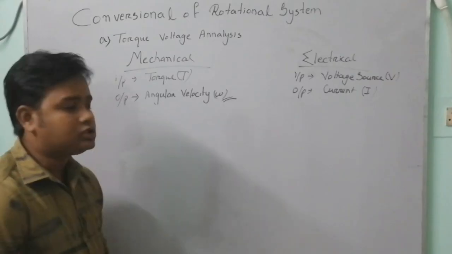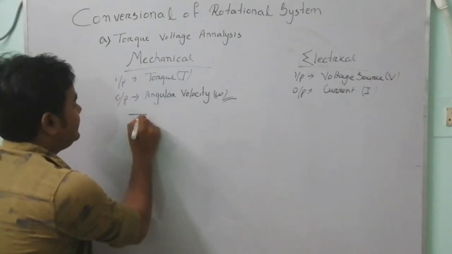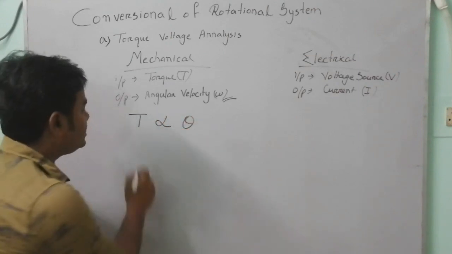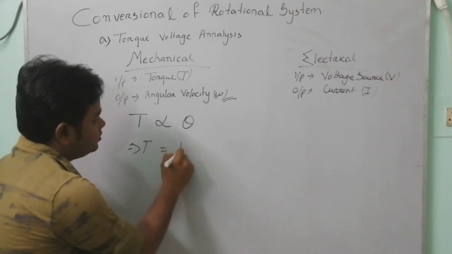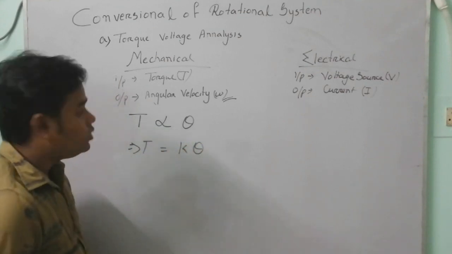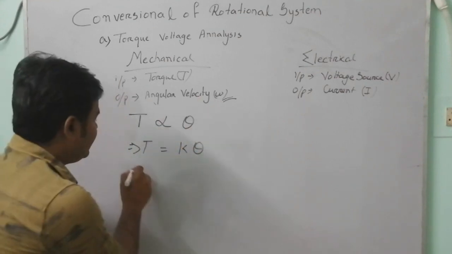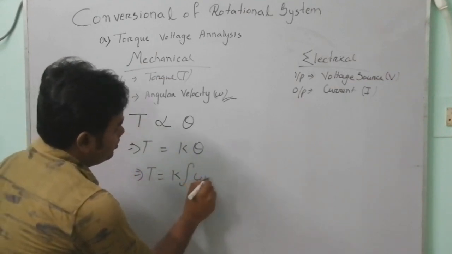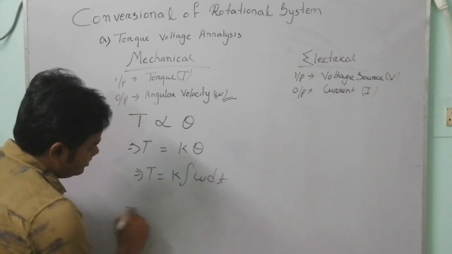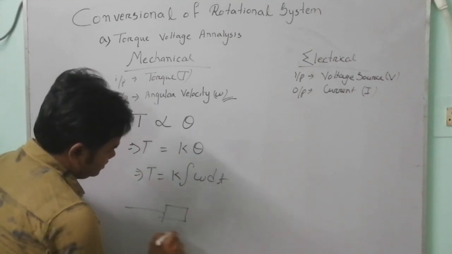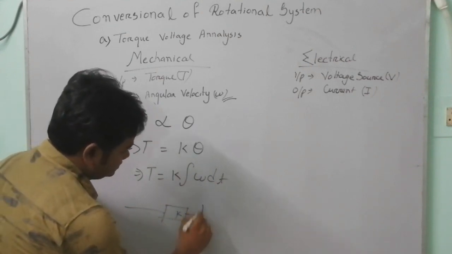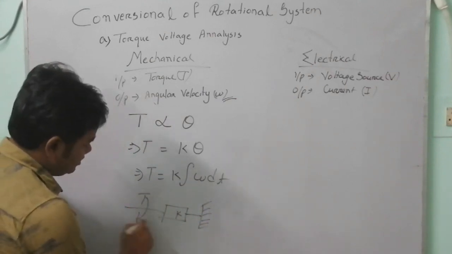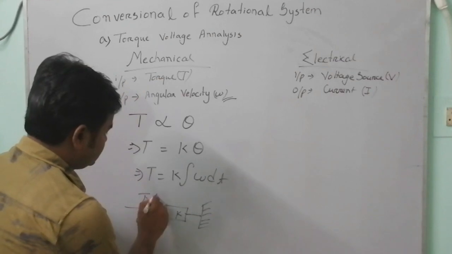Now the torque due to spring constant K, that implies T is proportional to theta. If T is proportional to theta, that implies T is equal to K into theta, but we have to calculate in terms of omega. That implies T is equal to K into integration of omega dt, and its diagram will be spring K, and torque in this direction and theta also in this direction.